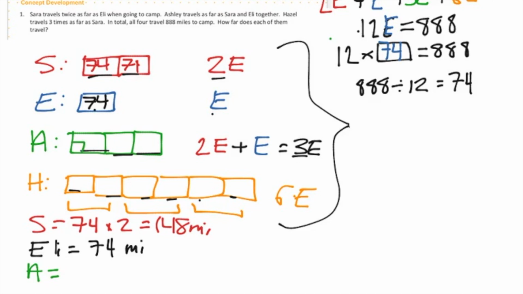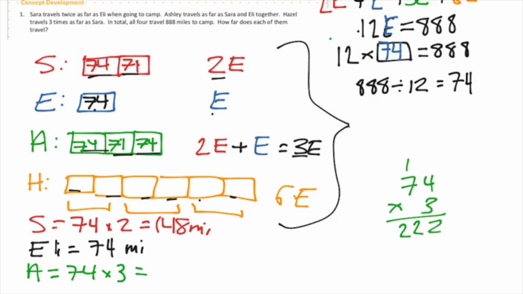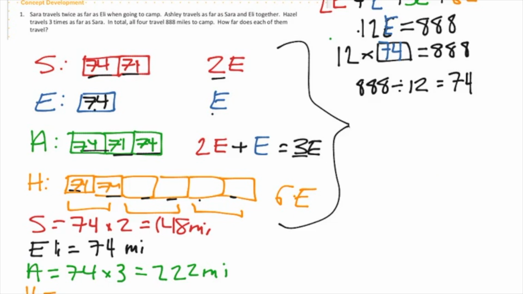All right, now let's figure out Ashley. Ashley has 3 of them, 74 plus 74 plus 74. So 74 times 3, which is 222 miles. And then last but not least, we need to figure out Hazel. Hazel went 74, 74, 74, 74, 74, 74. How many of those? 6. Well, this one was 3, and this one is 6. So instead of doing the math again, that's double. 6 is double 3. So what's double 2? 4.